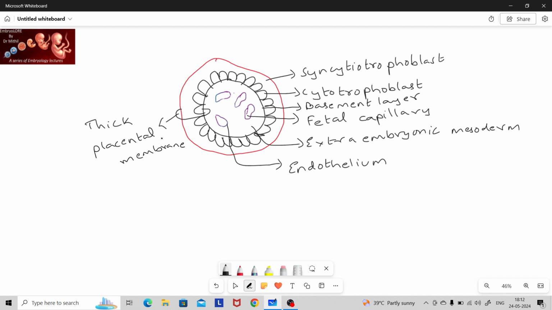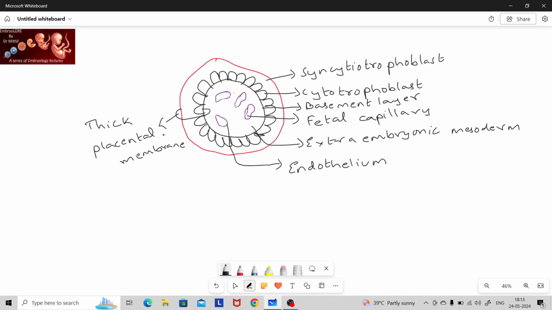Now as the pregnancy progresses, in the late pregnancy the thin cytotrophoblast and then the endothelial layer will be there. So this is about the layers of the placental membrane.